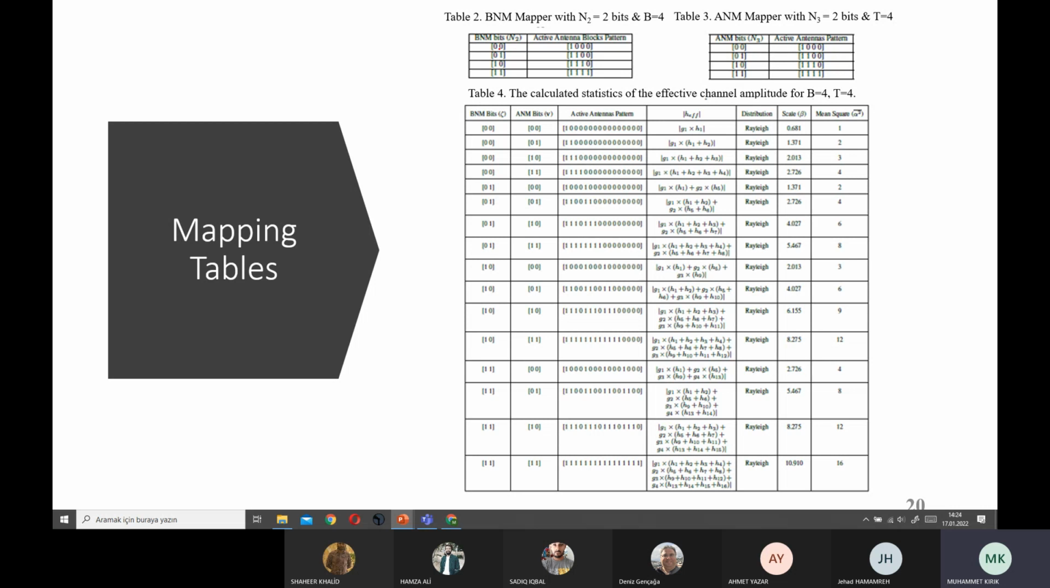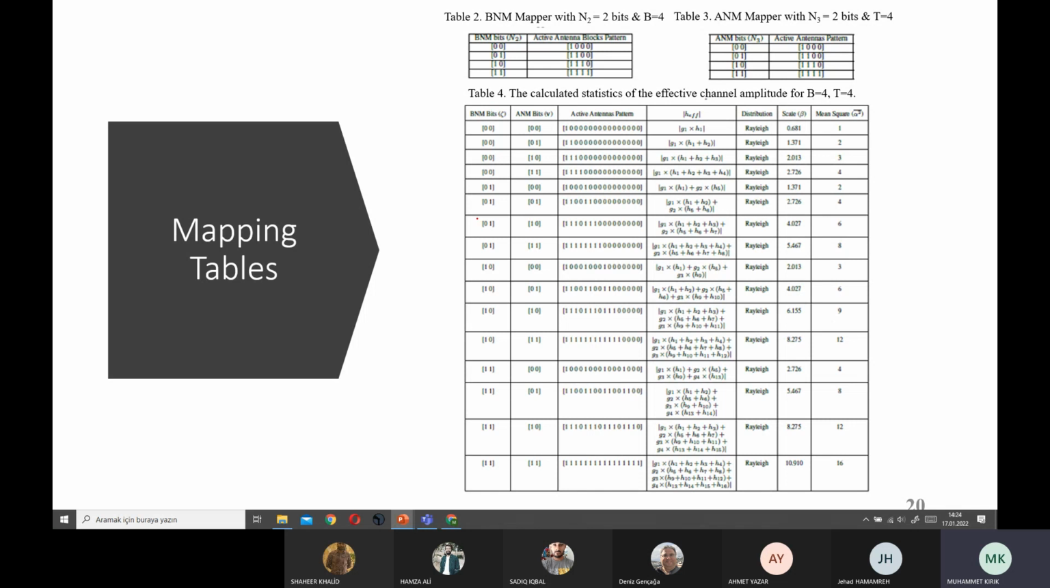So when we have 0, 0 in the BNM bits group, we activate only one block. When we have 0, 1, we are activating 2 blocks. When we have 1, 0, we are activating 3 blocks. And when we have 1, 1, we are activating 4 blocks. And similarly for the ANM bits group, for 0, 0 we activate only one antenna, 0, 1 for 2 antennas activation, 1, 0 for 3 antennas activation. And when it is 1, 1, we are activating all the 4 antennas. So we have this table, table 4. It shows some of the possibilities of the antenna and block activations.